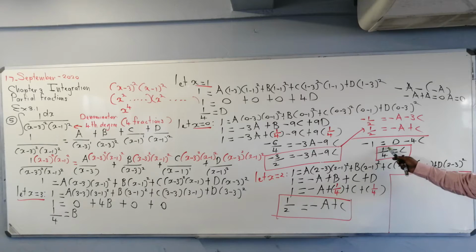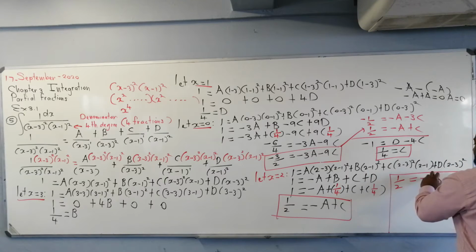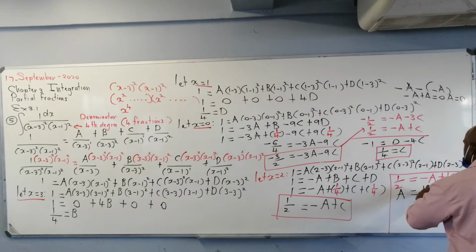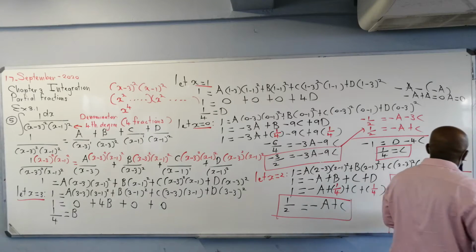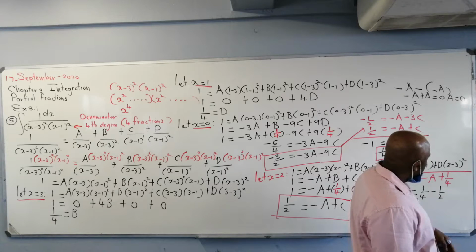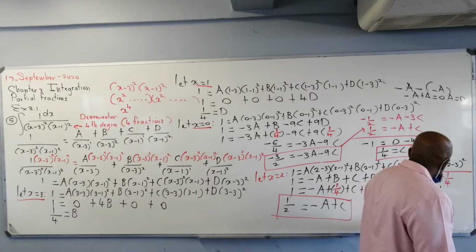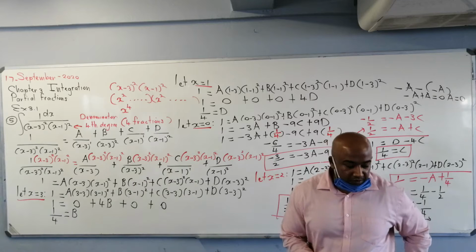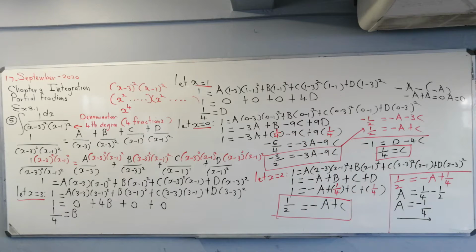Right. So I got c is equal to 1 over 4. So I got 1 over 2 is equal to minus a plus 1 over 4. So therefore, a is equal to 1 over 4 minus 1 over 2. So that will be 2 over 4. So 1 minus 2 is minus 1 over 4. So I got a equals minus 1 over 4. Alright, so let me just double check this on the advanced calculator. I'm going to erase the board now.